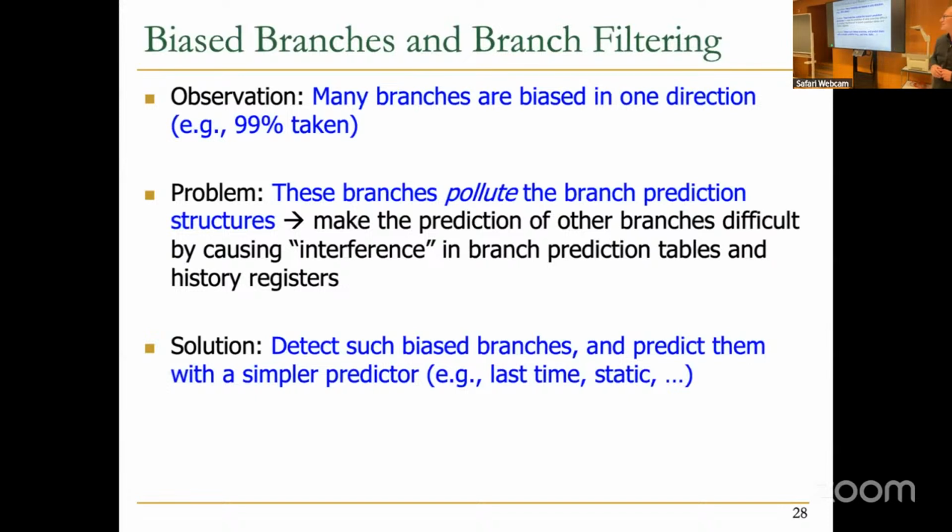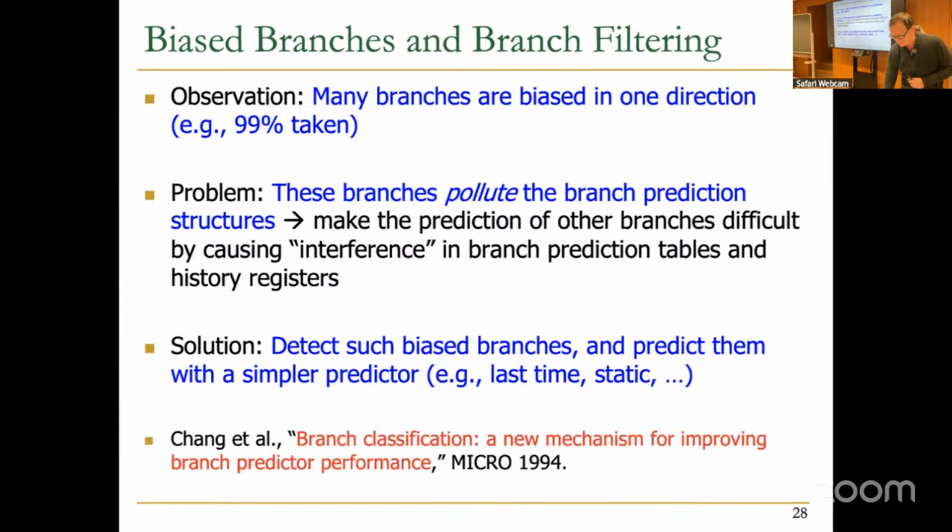So the solution is to detect these biased branches with some quick detection mechanism and filter them out, and predict them with a simpler predictor. It could be a last-time predictor, it could be a static predictor, it could be something that you design. Make sense? So how can you detect them? You can think about detecting them at compile time or at runtime. Having a simple detector is not that difficult. This is proposed in this nice paper, Micro 1994. Again, we're talking about early times. If you're interested, you can read that. And people employ these mechanisms because you don't want to waste your hardware on things that are easy, right? That's the idea over here.